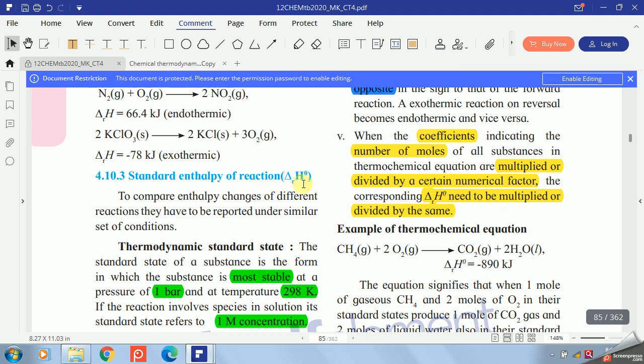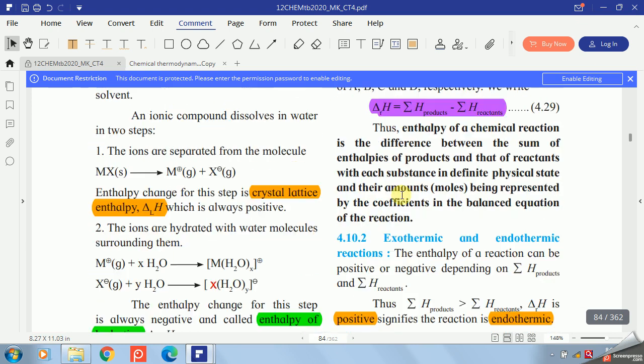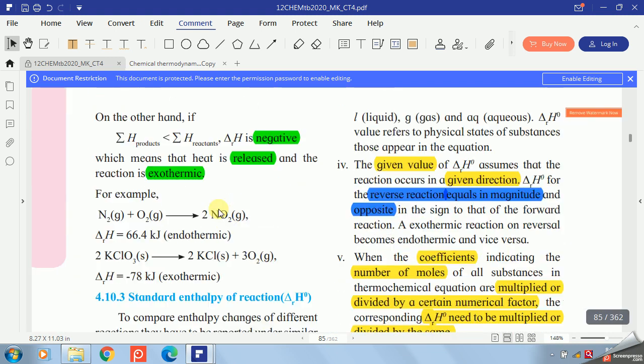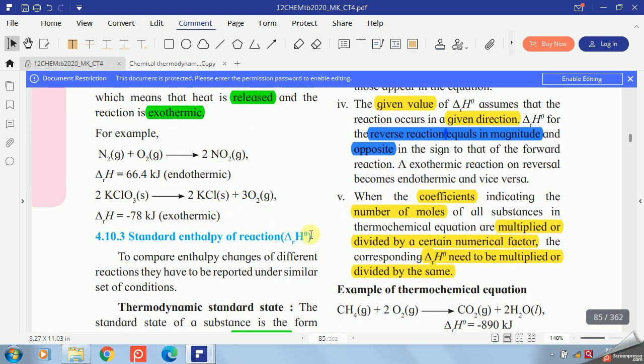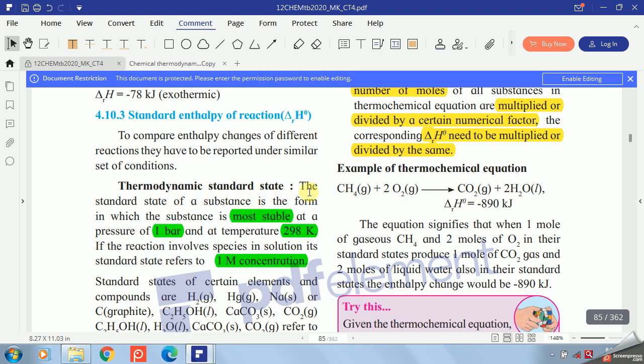Now, standard enthalpy of reaction. Simple enthalpy of reaction is denoted by delta rH, and if the word standard is mentioned, then write the superscript zero or degree sign, as you know. Standard means you have to measure that enthalpy at 1 bar pressure and 298 Kelvin. 1 bar pressure means about 1 atmospheric pressure. Okay, so this is the thermodynamic standard state.